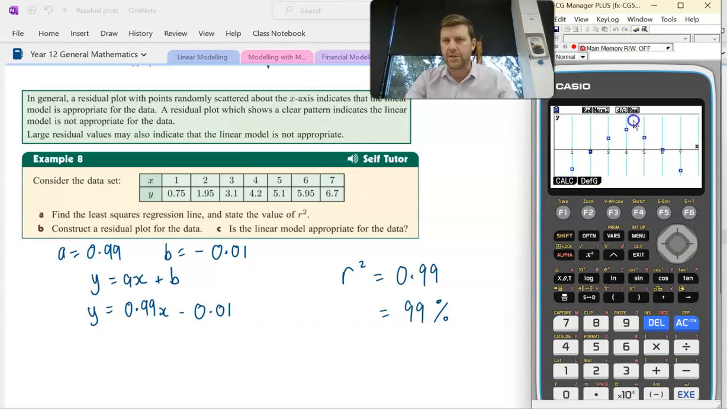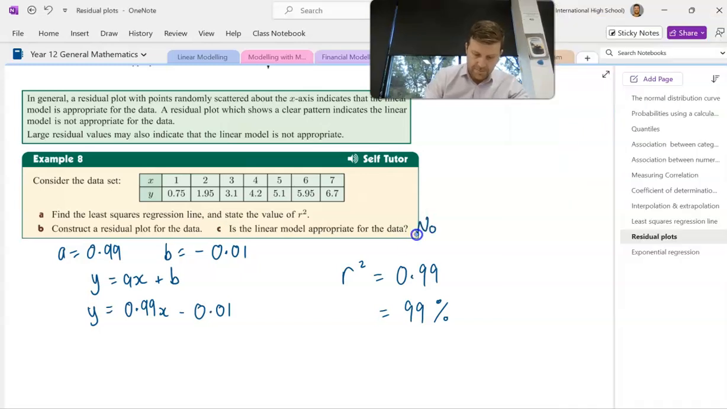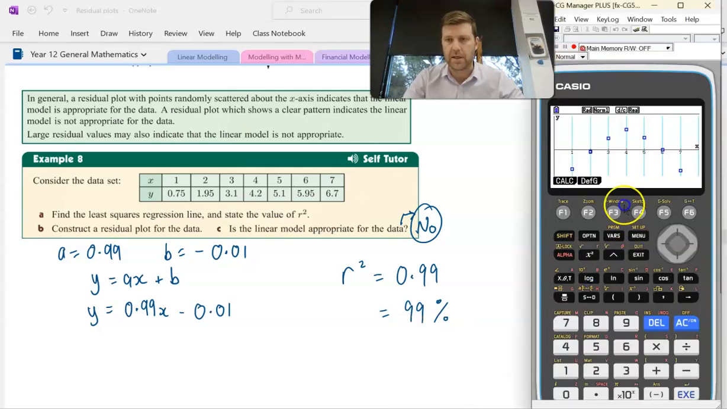Now you can see here there's a clear pattern happening with those points. So, construct a residual plot for the data. There it is there. Is the linear model appropriate for this data? Well, based on the R-squared value, you'd say yes, but based on the residual plot, the answer is no, because of that clear pattern. They're not randomly scattered points about that x-axis. So the answer to that is no, because you can see a clear pattern in this residual plot.